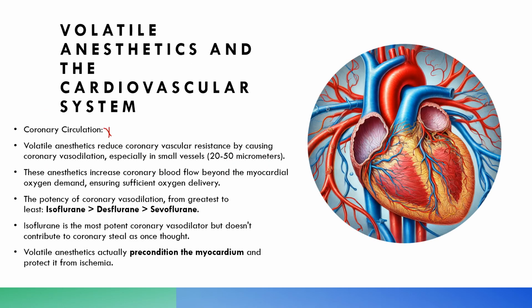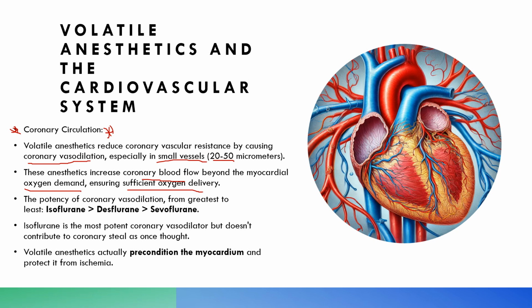What do we do with coronary circulation? Well, this is kind of an interesting topic when you're discussing this theoretically. So volatile anesthetics reduce coronary vascular resistance by causing coronary vasodilation. This is especially significant in your small vessels, 20 to 50 micrometers. So this is going to increase coronary blood flow beyond the myocardial oxygen demand, right? Which ensures that we're getting sufficient blood flow to all of our heart.